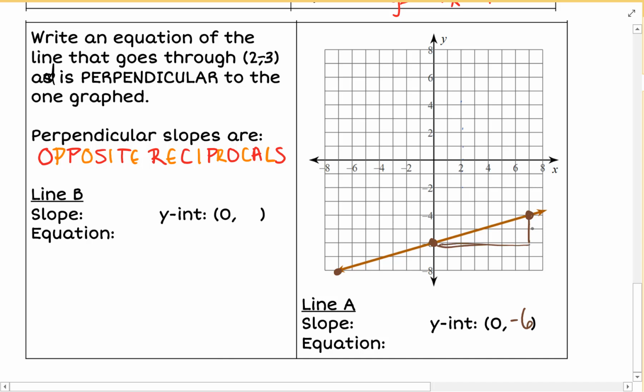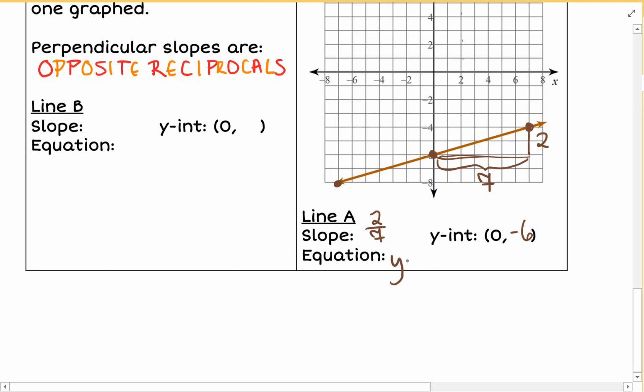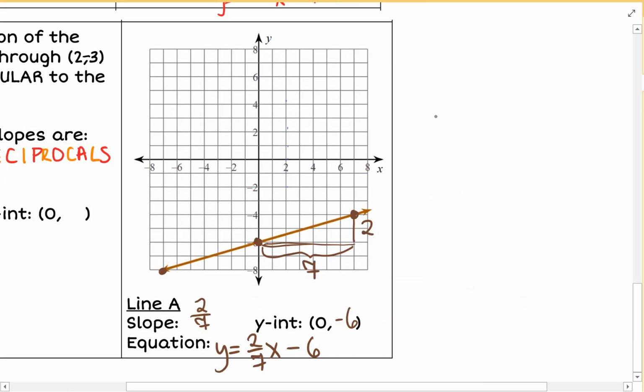This slope triangle has a height of 2, and it goes from 0 to 7. The base of this triangle is 7. And as we look from left to right, this line is increasing, so the slope should be positive, delta y over delta x, 2/7. The equation of the line graphed is y equals mx plus b, so slope times x minus 6. The slope of our line is 2/7.